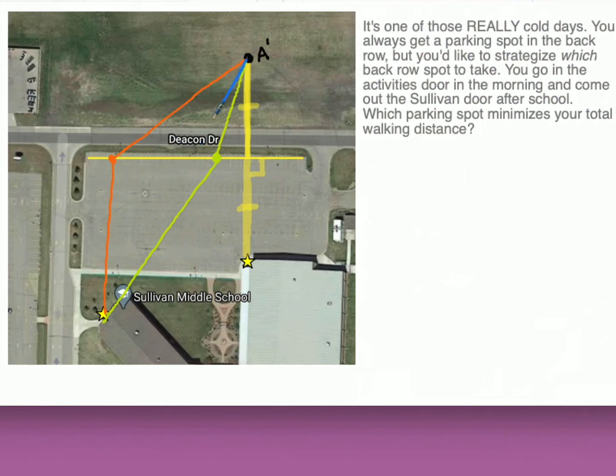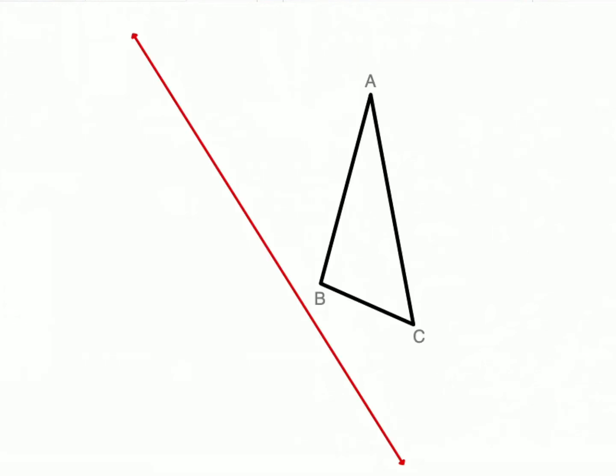I think it makes more sense drawing it like this because we know that the shortest distance between 2 points is a nice straight line. And so that strategy is going to tell us exactly where to park. We would want to park right here. Since this distance matches this distance, the combined total of going from this door to this door and then this door to this door would be minimized because it's the same distance as going from this star out to A prime. So that's a good strategy for staying out of the cold.